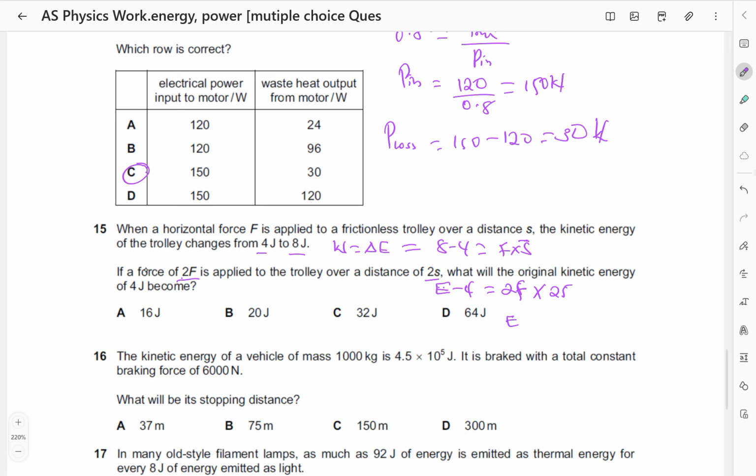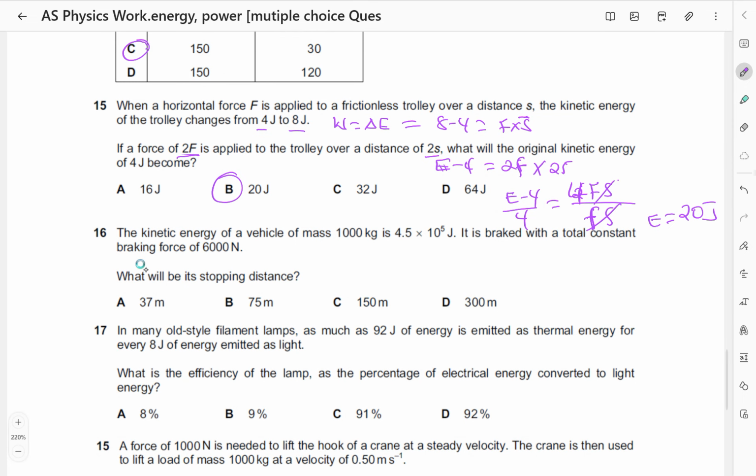So I have E minus 4 divided by 8 minus 4, that is 4. 2F times 2S becomes 4F times S. I'm dividing two equations, so divide by the first equation, which is F times S. So this one cancels, which means that E is going to be equal to 4 times 4, which is 16, plus 4, which is 20. So this is going to be B.